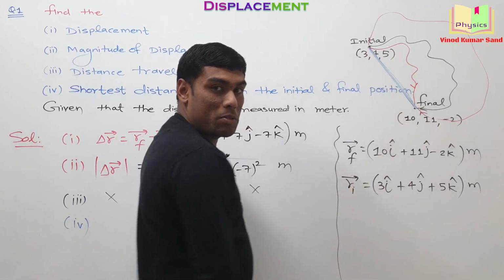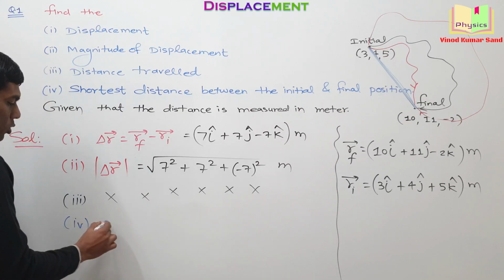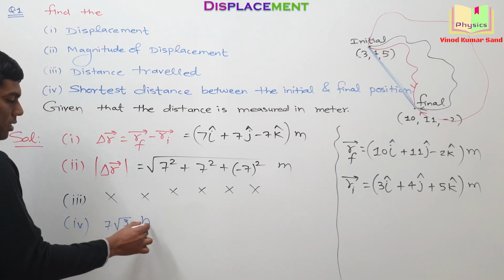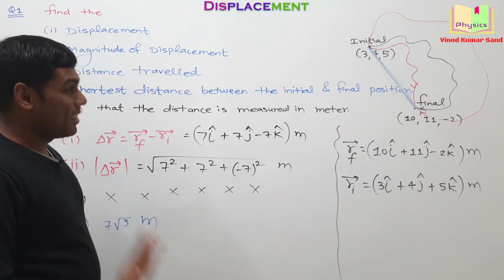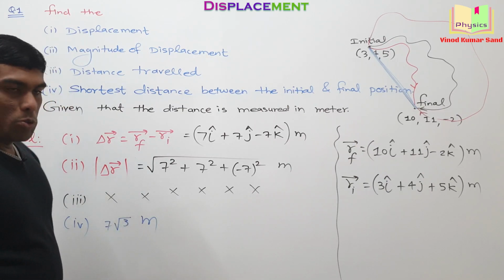Magnitude of the displacement vector. Magnitude of the displacement vector is already known. It should be 7 root 3 meter. Okay, it was a nice question. You note it down, then we'll be taking up a few more questions.